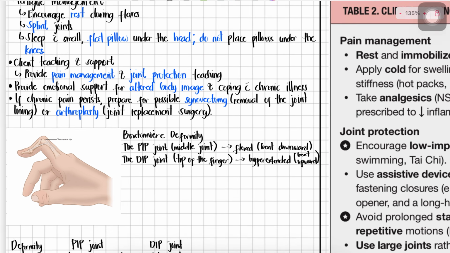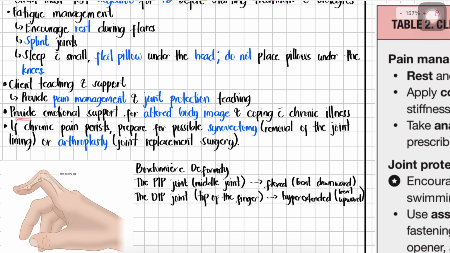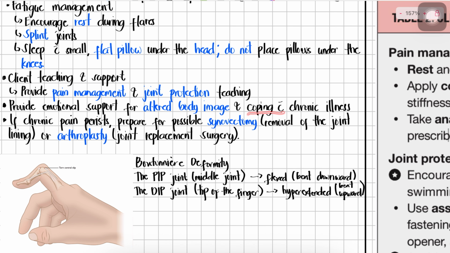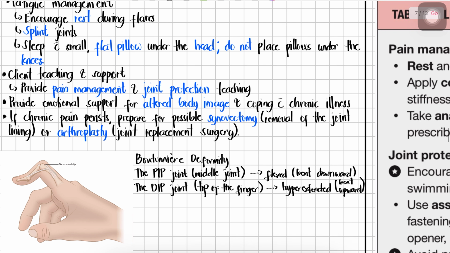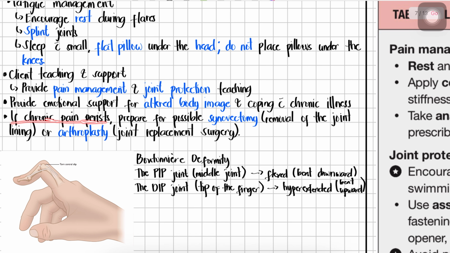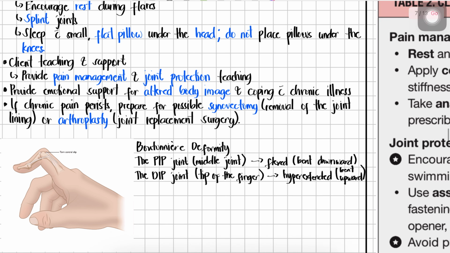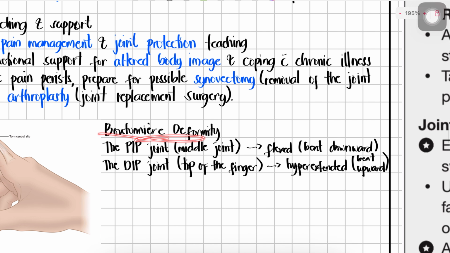Okay? What else? You provide emotional support for altered body image. Di ba? Kasi nga may deformity na nangyayari, specifically your boutonniere and swan neck. Okay, what else? And coping with chronic illness. Okay, then lastly, guys, if chronic pain persists, prepare for possible synovectomy. That's the removal of the joint lining, okay? Or arthroplasty, guys, that's the joint replacement surgery. Okay, now let's discuss the boutonniere deformity.